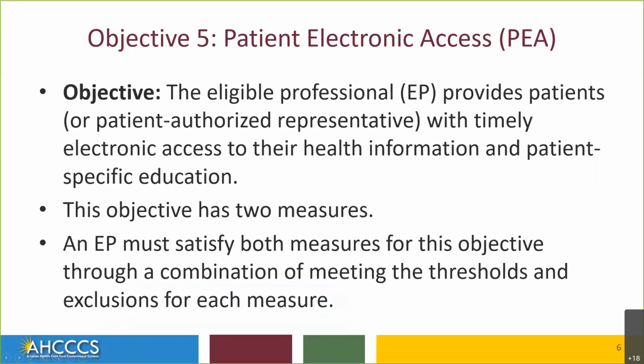So objective 5 of the program is patient electronic access. The EP provides patients or patient authorized representatives with timely electronic access to their health information and patient-specific education. This objective has 2 measures. An EP must satisfy both measures for this objective through a combination of meeting the thresholds and exclusions for each measure. Next slide.